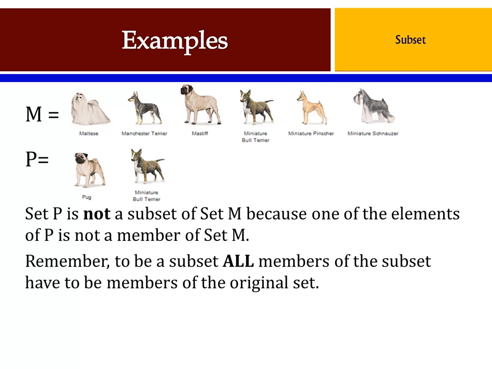So remember, to be a subset, all members of the subset have to be members of the original set. So in this case, since the Pug is not, this set P cannot be a subset. We write this as P is not a subset of M by putting a slash through the symbol, which looks like a U on its side with an underline.